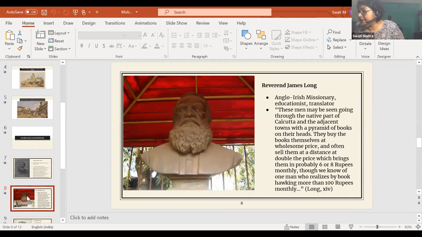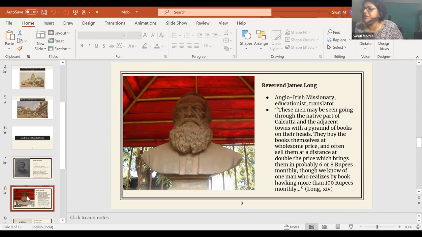Reverend James Long's Returns Relating to the Publications in the Bengali Language in 1857 is a particularly valuable document for the study of the book and publishing in Bengal in the 19th century. Reverend Long writes about the hawkers, observing that these men may be seen going through the native part of Calcutta and the adjacent towns with a pyramid of books on their heads.